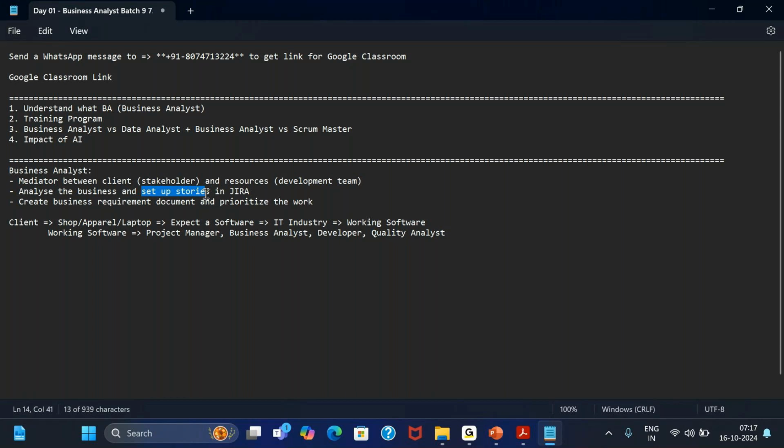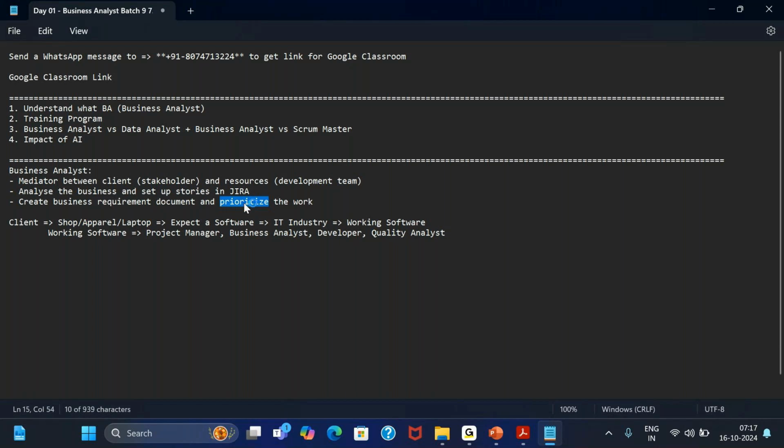That all we will cover once we go through the training program as well. Now, just having a requirement document with the expectations of the stakeholder, having a user story alone is not enough. We must prioritize as well.